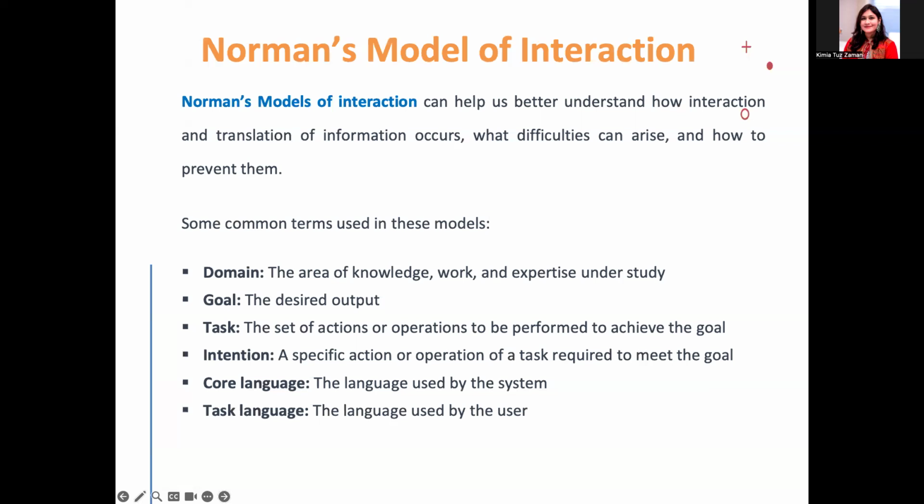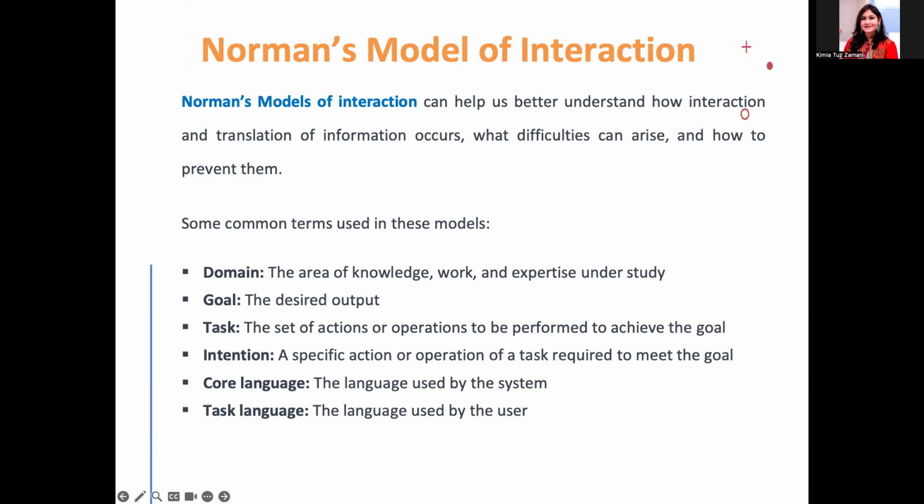Norman's model of interaction can help us better understand how interaction and translation of information occurs, what difficulties can arise, and how to prevent them. So it's like a playbook for interaction design.